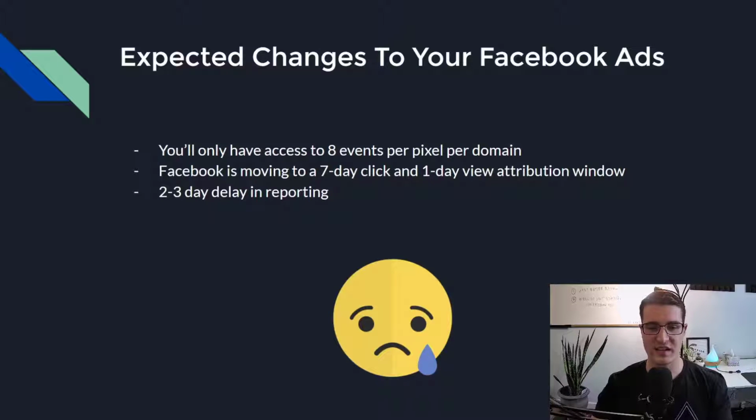The other thing that we'll be seeing is that Facebook is moving to a 7-day click and 1-day view attribution window. What this means is that if someone clicks on your ad and they go to your website, the attribution window, meaning the time frame that Facebook will be able to associate that click to that conversion, is 7 days. So let's say I clicked on your ad and then I don't convert, and then 8 days later I decide to convert. Well, you wouldn't be able to associate that conversion to that specific ad.